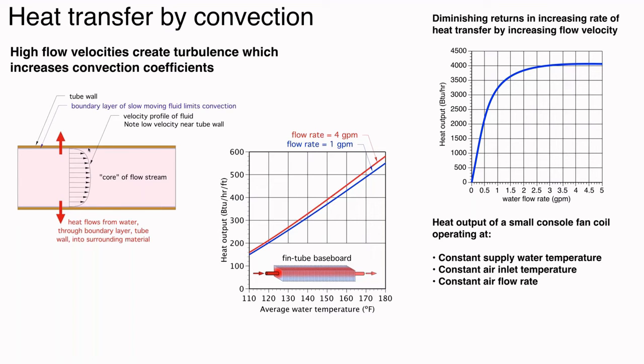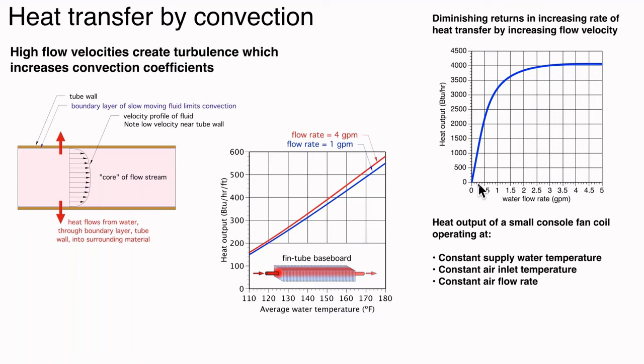And what I'm plotting here is the output of a small fan coil unit where we keep the water temperature, the airflow rate, and the air inlet temperature constant, but we vary the water flow rate going through the coil. And so we're trying to just isolate water flow rate and its effect on heat transfer. And you can see when we start at essentially 0, and we start to increase the flow up, the heat transfer rate goes up very rapidly.